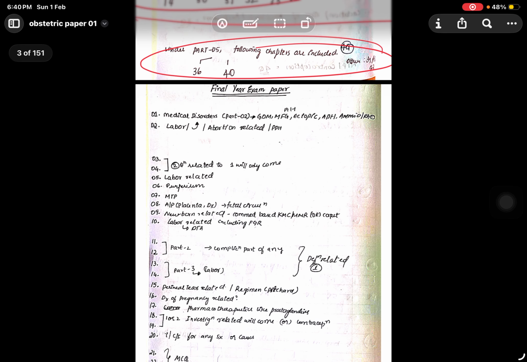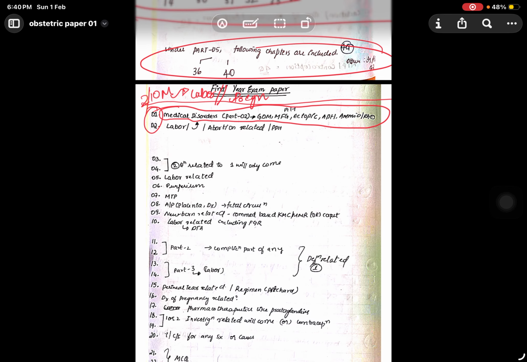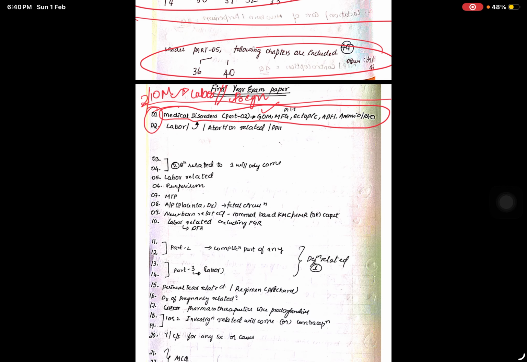First let us predict the paper. As per the recent trends, we can see that 2 10 markers will be asked from labor or proper pregnancies as such. In the medical part, basically they are asking from the medical disorders of pregnancy. What do they expect? Either GDM you can expect, multifetal gestation you can expect, PIH you can expect, APH you can expect, anemia you can expect, Rh negative pregnancy you can expect.